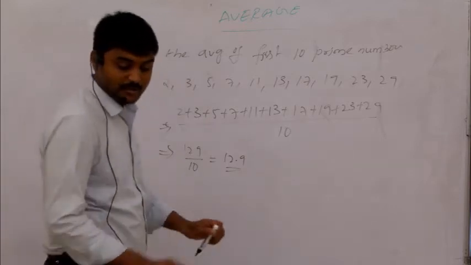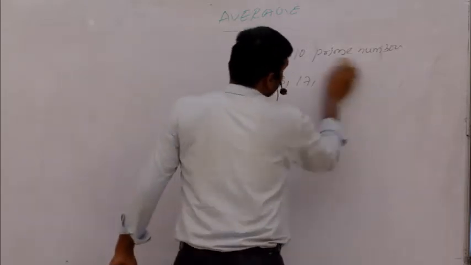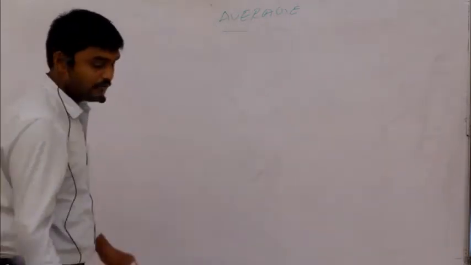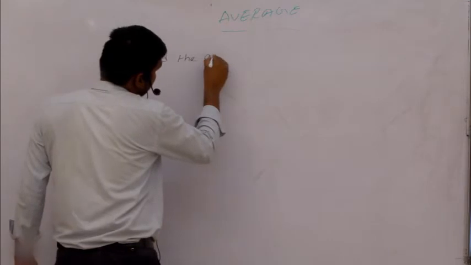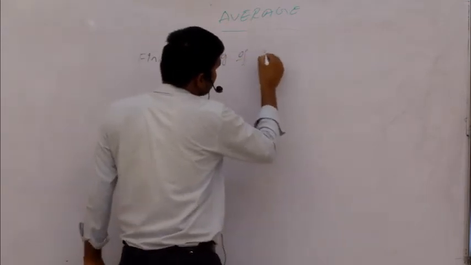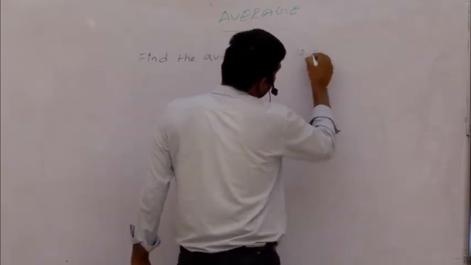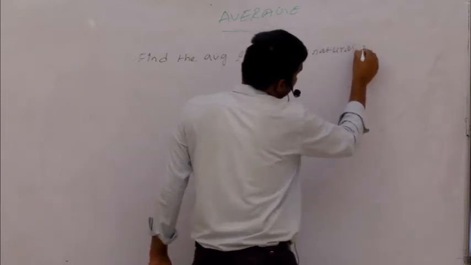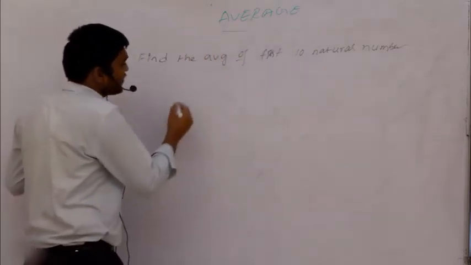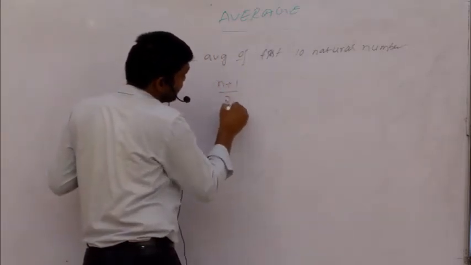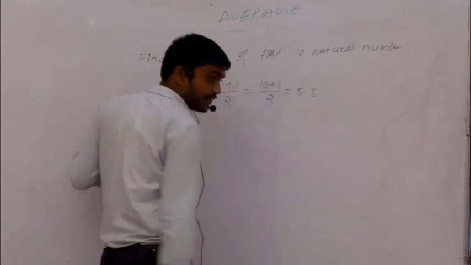So the next example, find the average of first 10 natural numbers. So if we want average of first n natural numbers, that is n plus 1 by 2. So 10 plus 1 by 2, that is 5.5.